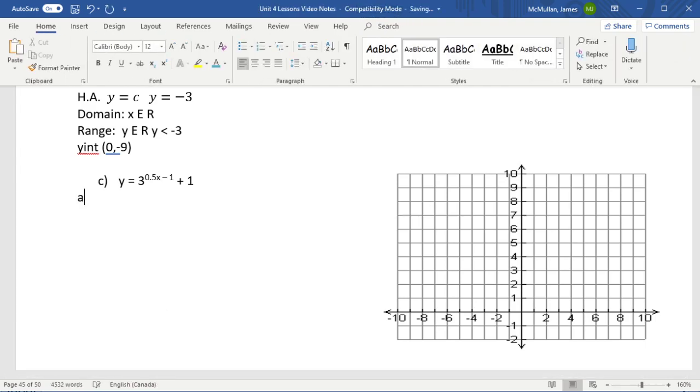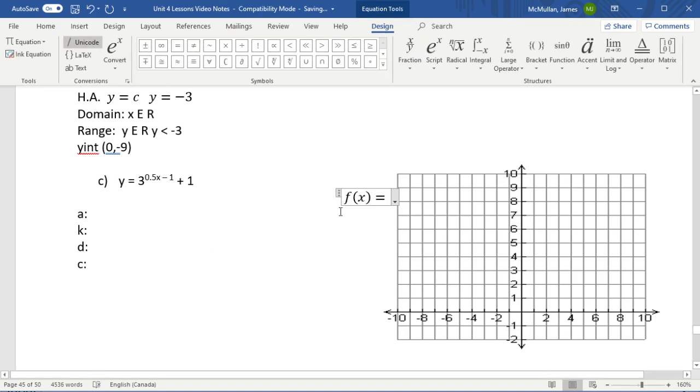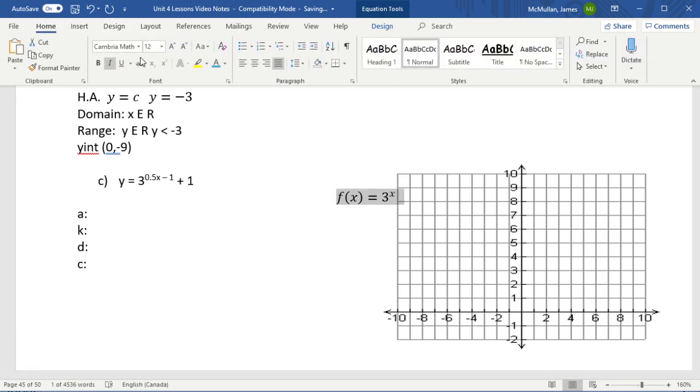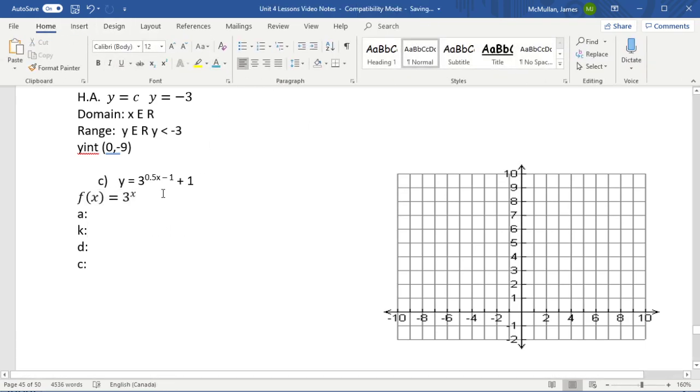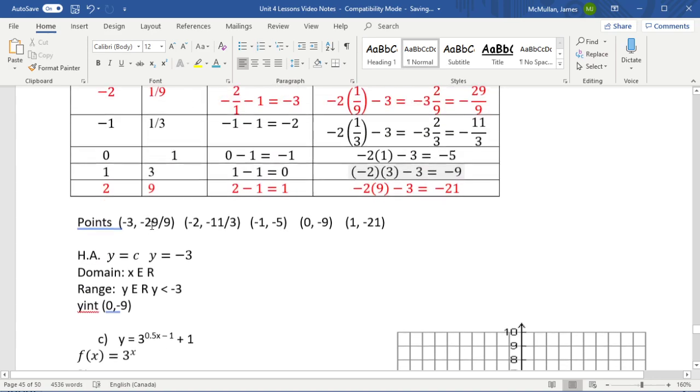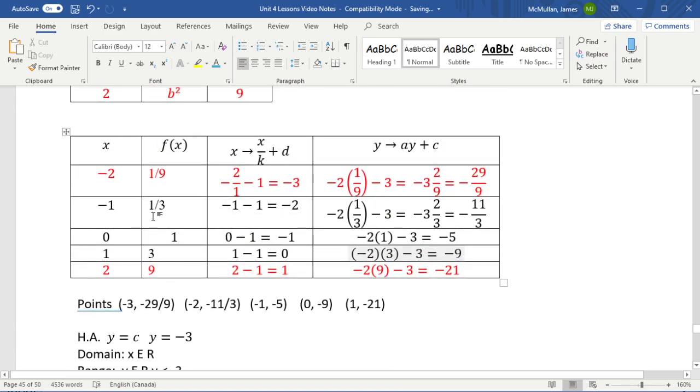A. We need an A, a K, a D, and a C. And even before we do that, we need to know what's f of x. In this case, f of x is 3 to the x again. That's the parent. Remember, the parent is whatever the base is to the power of x. So I can see the base is a 3. It's raised to the power of x. So that's the parent function. It would have the exact same table as the one I drew here. So you can just reuse that table if you wanted.